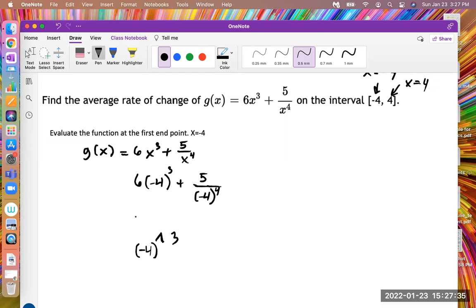So here I have the 6 on the outside and I have -64. And I'm just going to take care of all of these exponents because I know that there are errors made with the exponents, so I'm extra careful myself when I'm doing these exponents. So I'm just going to get rid of them, but according to order of operations, we would do them first anyways.